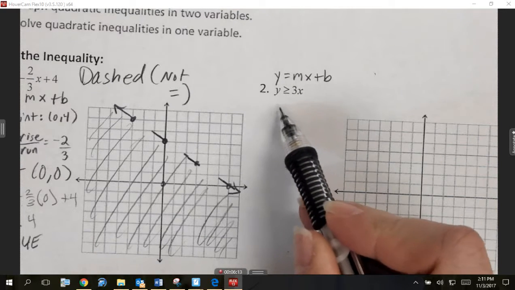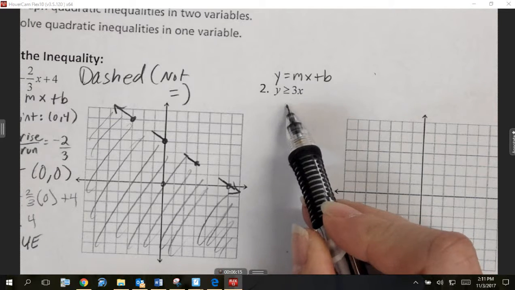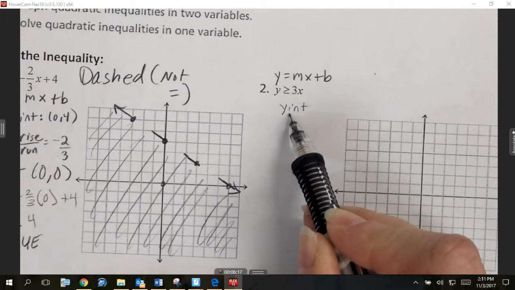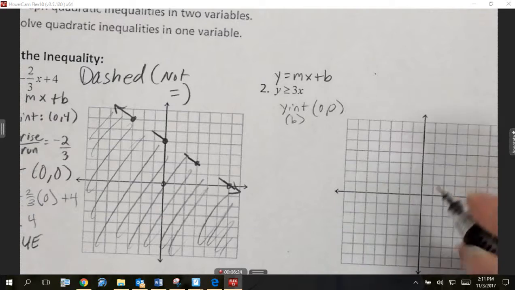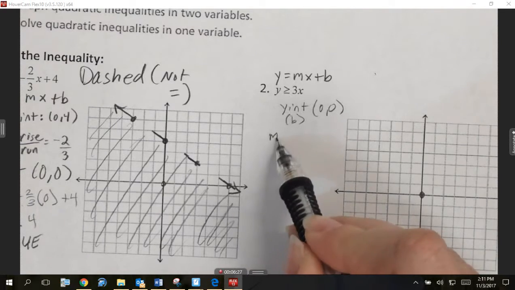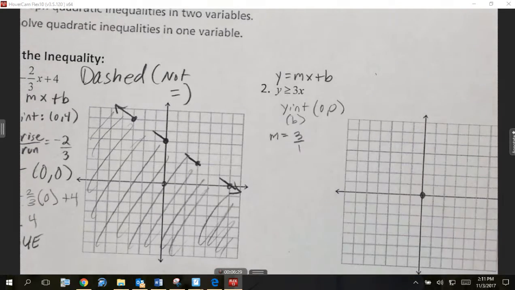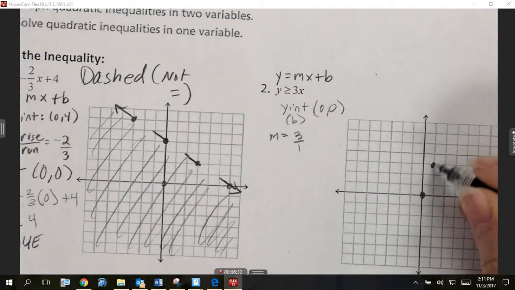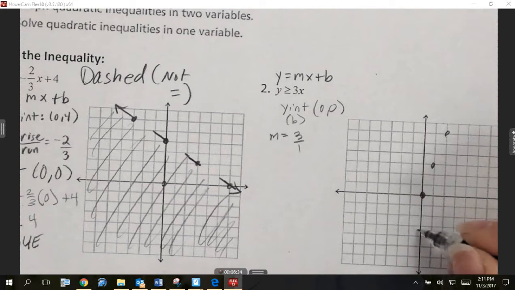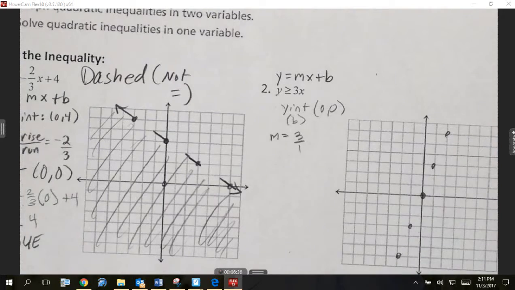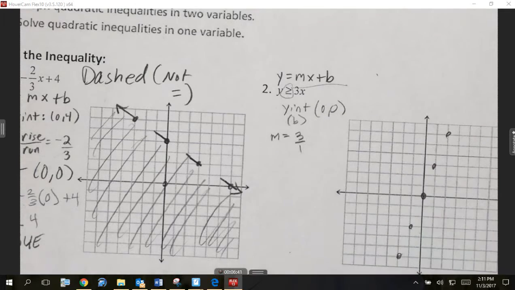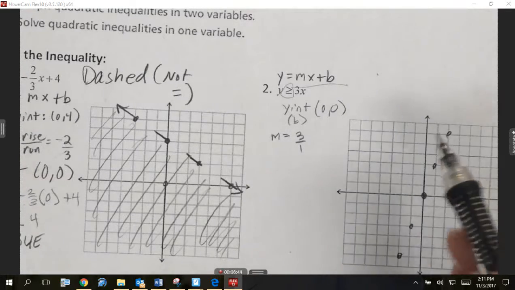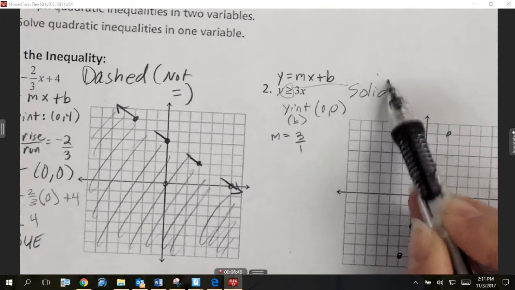What is our y-intercept? Our b? 0, 0. Okay. Plot that. And what's our slope? 3 over 1, so we go up 3 over 1, up 3 over 1, or down 3 left, down 3 left. And some of you already said this, but let's say it again. Since it's greater than or equal to, this is what kind of line? Solid line.